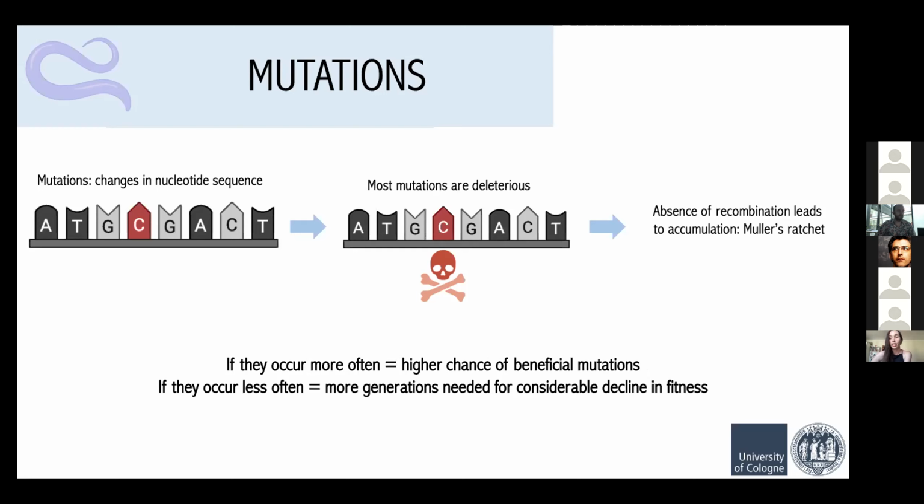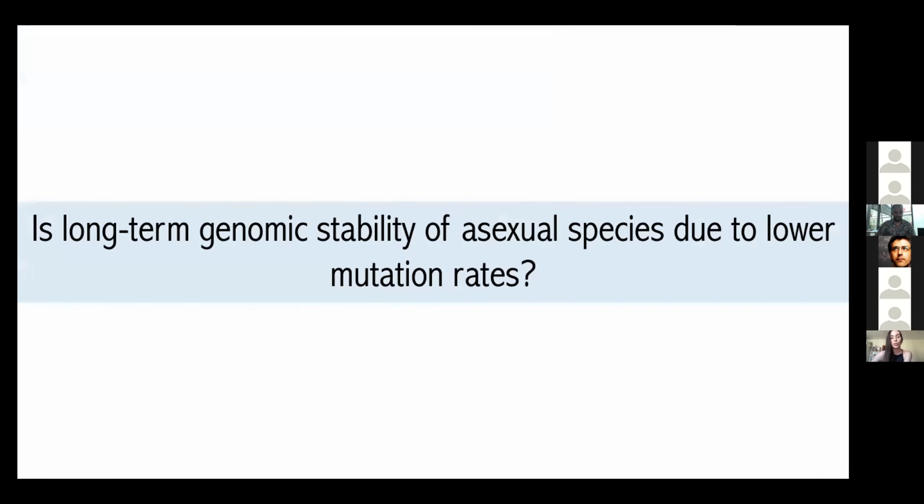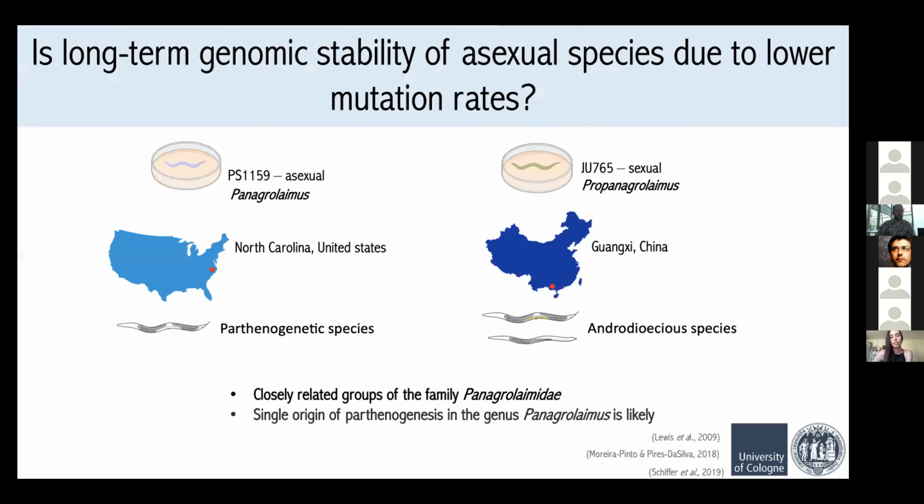And this brings us to a research question, which was, is long-term genomic stability of asexual species due to lower mutation rates? And to test this hypothesis, two different strains of nematodes were used. One is a Panagrolaimus nematode, which is asexual and was isolated in the United States. This is a parthenogenetic species, which means eggs are not being fertilized. And the other one, which is Propanagrolaimus, is a sexual one that was isolated in China, and it's an androdioecious species, which means it has hermaphrodites, and this means that they produce both egg and sperm.